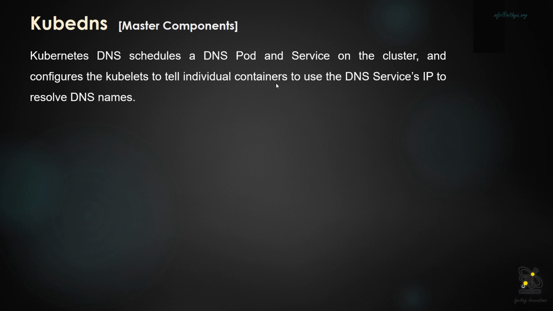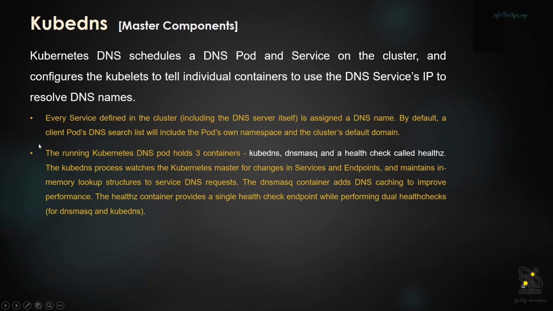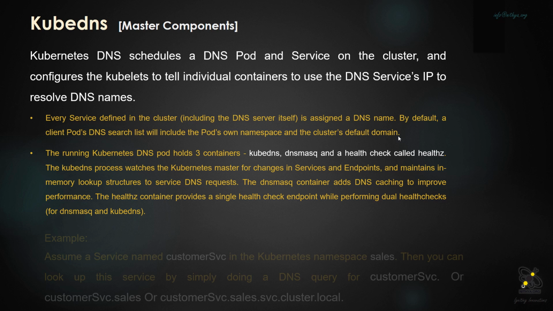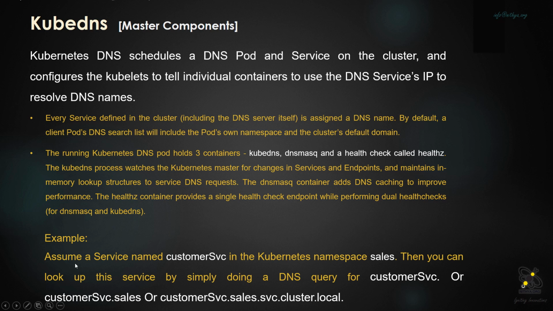Each service defined in the cluster, including the DNS service itself, is assigned a DNS name. By default, a client pod's DNS search list will include the pod's own namespace and the cluster default domain. First we will see an example. Assume a service named customer-service in the Kubernetes namespace called sales. Then you want to access the customer service. How will you do it?